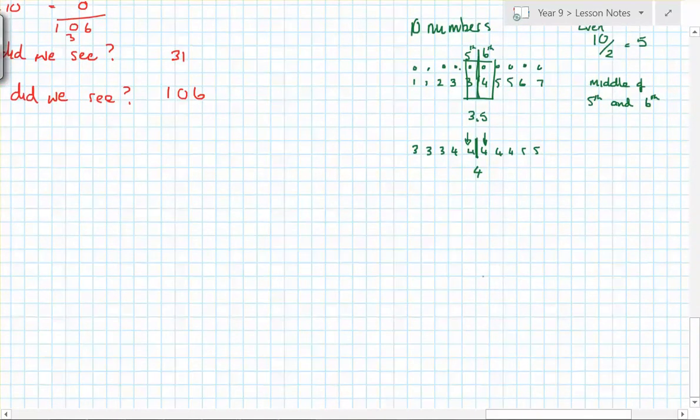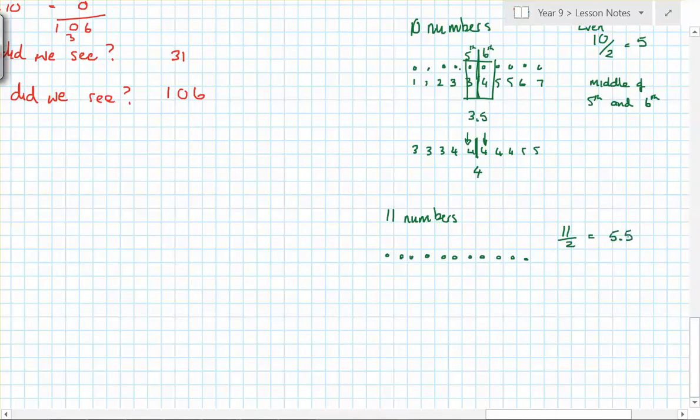But what about if I say 11 numbers? We've got 1, 2, 3, 4, 5, 6, 7, 8, 9, 10, 11. Now 11 divided by 2 is 5.5. Because it's an odd number, we do 1, 2, 3, 4, 5, and that means the next one is the middle, because then I've got 5 on the other side as well. So when I end up with 5.5, we take the 6th number.